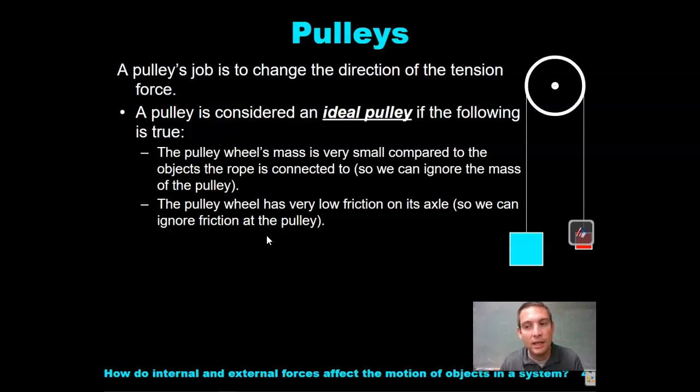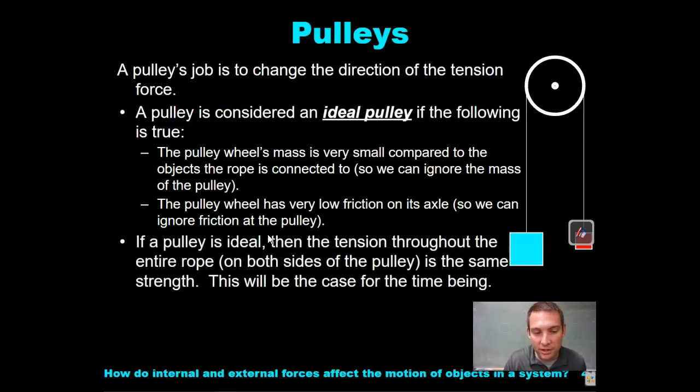So, a lot of the times, not all, absolutely not all of the times, but a lot of the times we're going to use an ideal pulley, and that just means it's massless and it's frictionless. The tension throughout the rope is also going to be the same at any point on the rope. The ideal pulley only changes the direction of the rope. It doesn't add any extra tension to it.